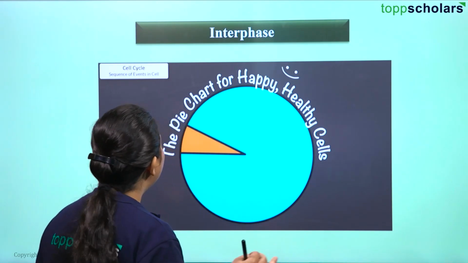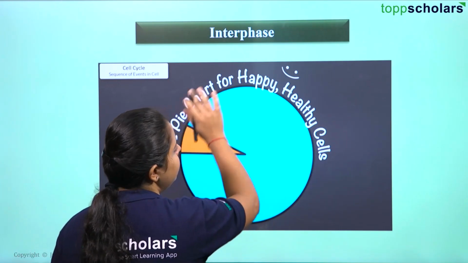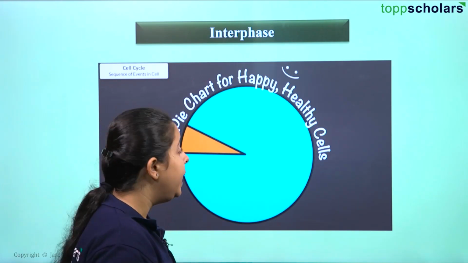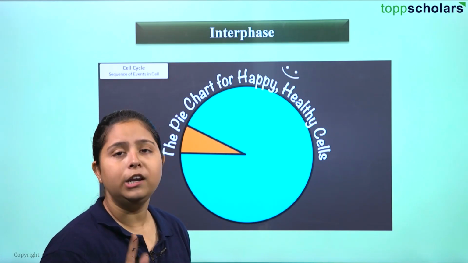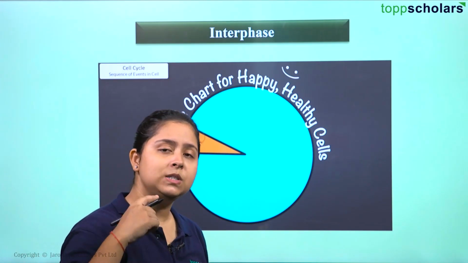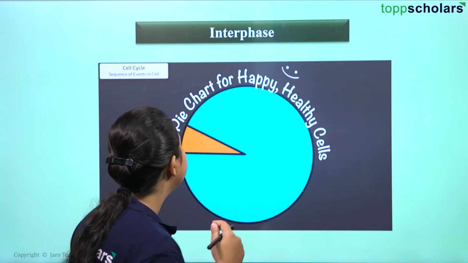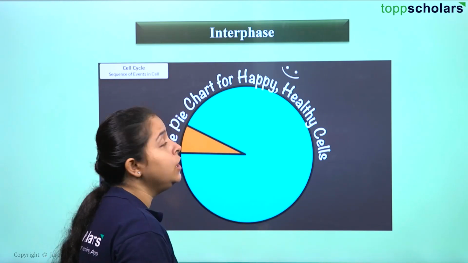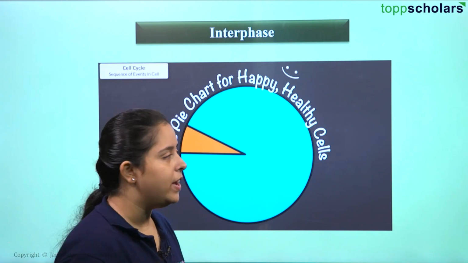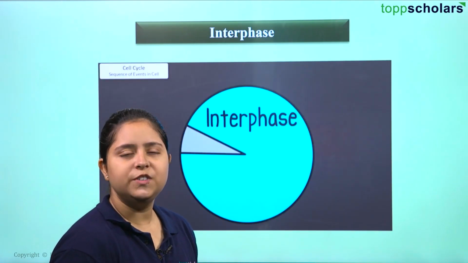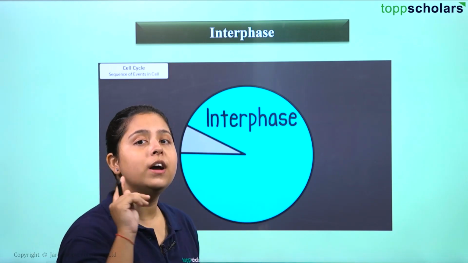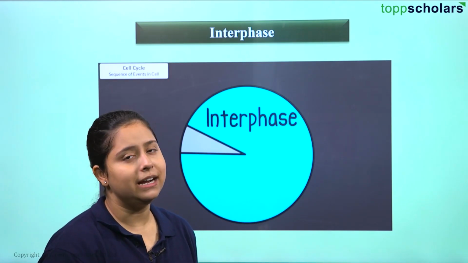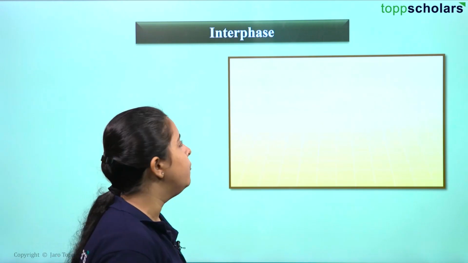So over here, this is the pie chart. We can see this cell cycle as a pie chart in which a very small proportion is for M phase. Remember, M can be mitosis or it can be meiosis. Then we have the rest of the part which is the interphase. So as we just said, this part is interphase and this small proportion is mitosis or meiosis, that is M phase.